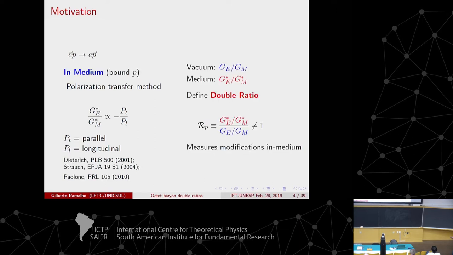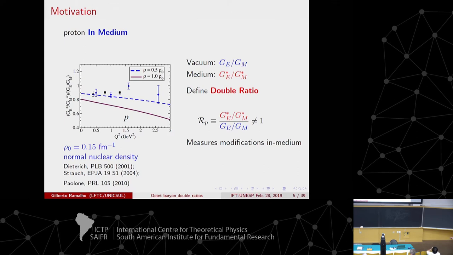So we thought, can we also measure the form factors of the proton, or the ratio, in a case where the proton is a bound state, in a medium? In this case, we use the same method, but now we measure the ratio G_E star over G_M star, and combine it with the results in vacuum. If this double ratio is one, there are no medium modifications. If there are medium modifications, this ratio should be different from one.